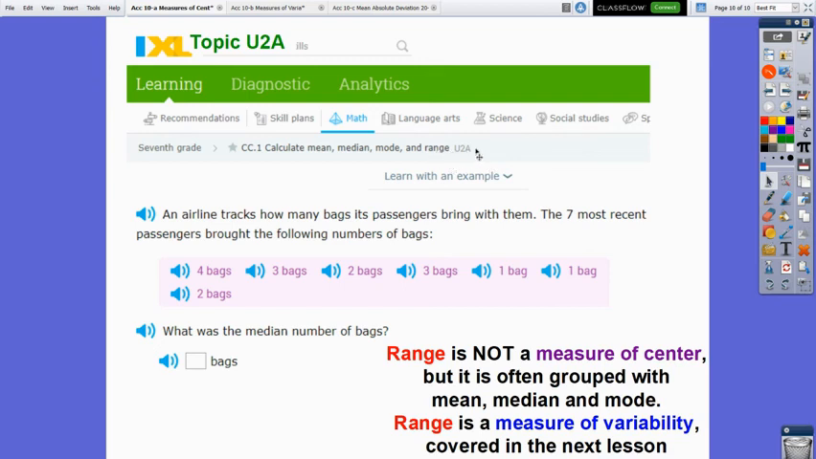Range is not a measure of center. Range is actually a measure of variability, which is the next topic that we're going to cover. Okay. But in the IXL, you will get range calculations. We'll talk about them in the next lesson.